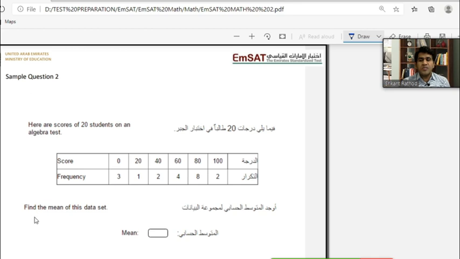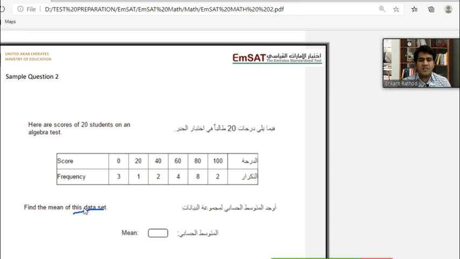Now the question is about finding the mean of the data set. When they are asking us to find the mean of the data set, basically they are asking us to find the mean score.